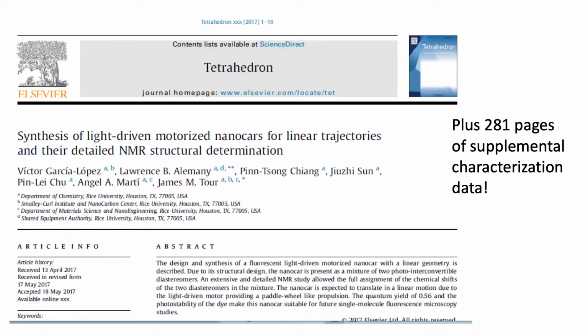This paper had 281 pages of supplemental characterization data. I showed you a paragraph of characterization, and there were 281 pages of that to convince the world that we made what we were making when we made those light-driven motorized nanocars. How does a dumb abiological world ever do this? Nobody knows. They're all clueless, but scientists aren't saying how hard it is. Next slide.